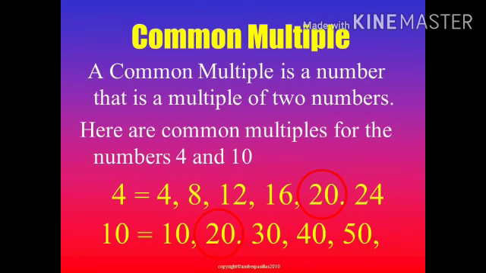Students, our next point is common multiple. A common multiple is a number that is a multiple of two numbers. Here is the common multiple for the numbers 4 and 10. Multiples of 4 are 4, 8, 12, 16, 20, 24, and multiples of 10 are 10, 20, 30, 40 and 50. Hence 20 is the common multiple of both numbers.